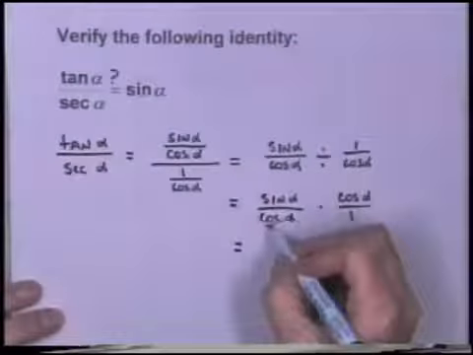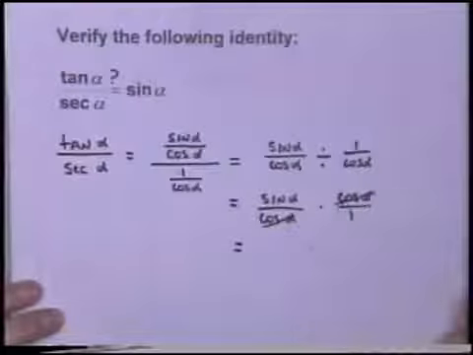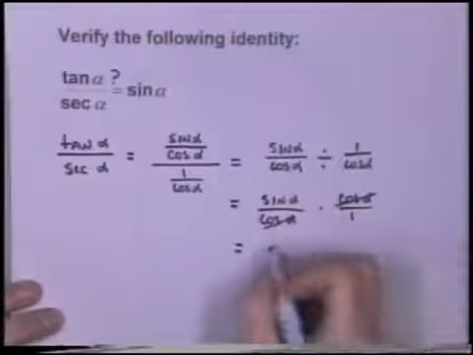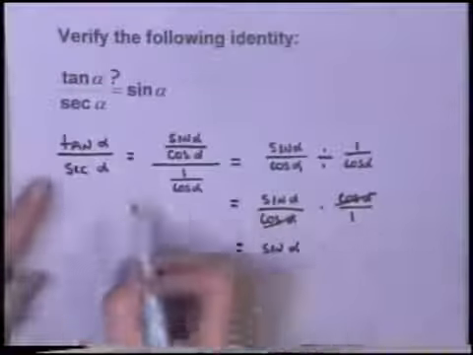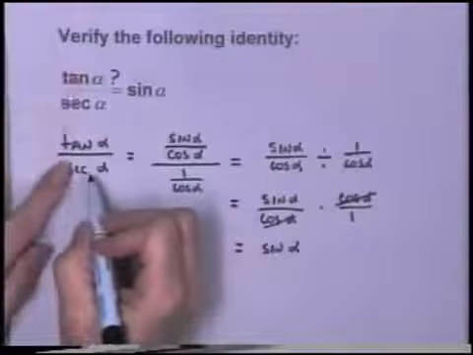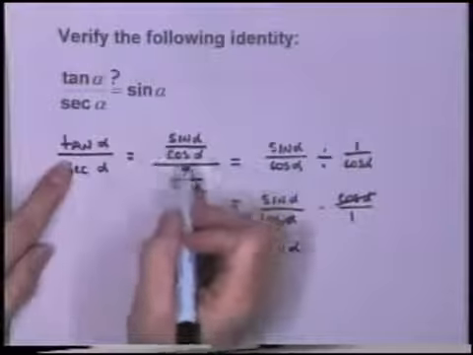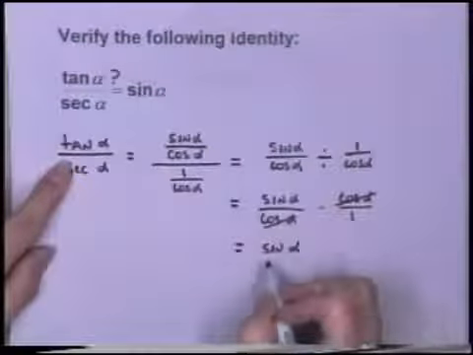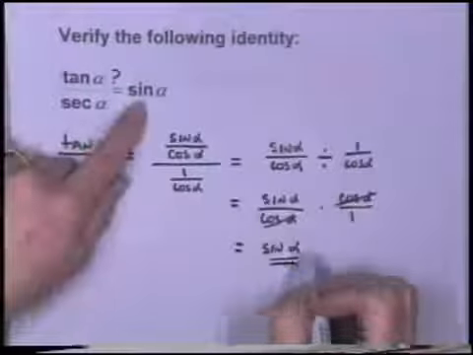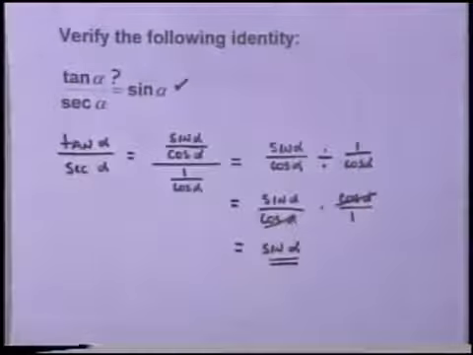And of course, at this point, we can see that our cosine alphas will cancel. We have sine alpha over 1, which is simply sine alpha. So notice what I did. I took the left-hand side, and by using identities and algebraic operations, I have shown that it is equal to this other right-hand side. And so I have verified that these in fact are equal.